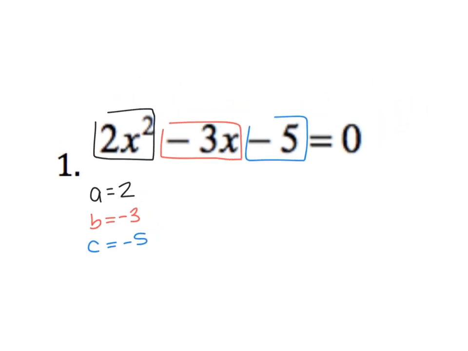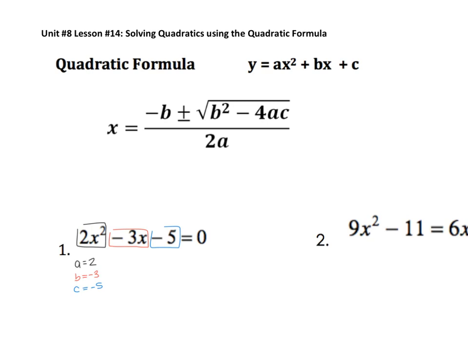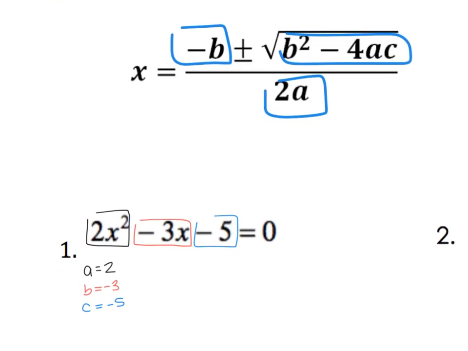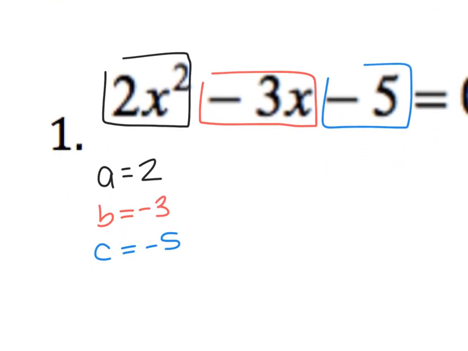If you go up, there are three components of my quadratic formula. There is the negative b, the b squared minus 4ac, and the 2a. That is what we're going to write. So I'm going to write down negative b, b squared minus 4ac, and now I'm going to write 2a.